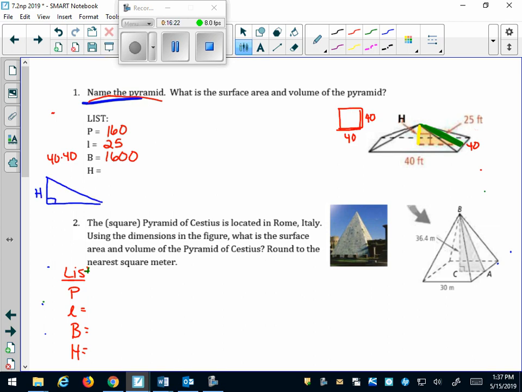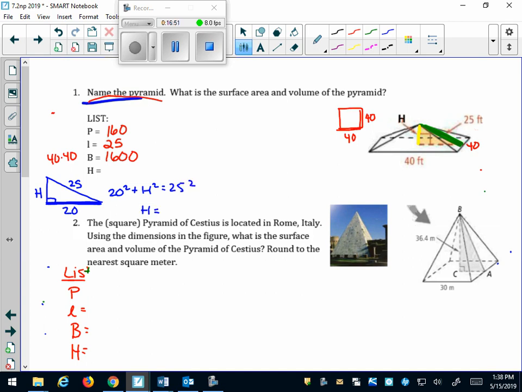Height is here. 25 is the slant height. What's going to be the bottom of this triangle? 20. When it's a square, the apothem is just half the length of the side. Is that true for all polygons? No, only squares, half the length of the side, right? So that's 20. So our Pythagorean theorem is going to be 20 squared plus h squared is 25 squared.